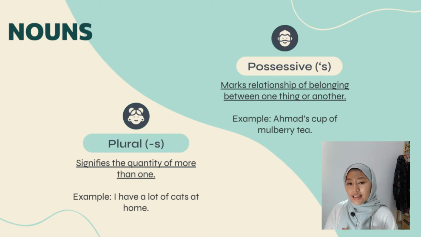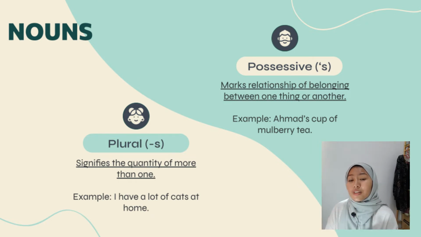The first one is plural. This happens when you add an inflectional S to the end of a noun. So this addition signifies the quantity of more than one. For example, as you can see on the side right here, is the sentence, I have a lot of cats at home. So the noun cat becomes plural when you add an S at the end of it. So I know right now, right off the bat, we can think of some other easy examples, such as pen becoming pens, chair becoming chairs, and etc.